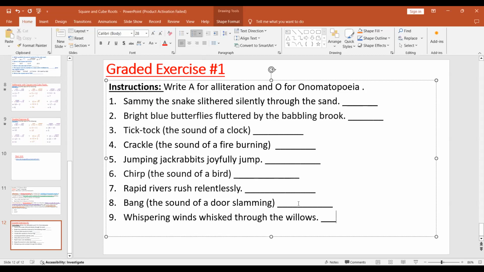Like this one, whispering winds whisk through the willows. Whispering winds whisk through the willows. And one more. I like that. That was very good.